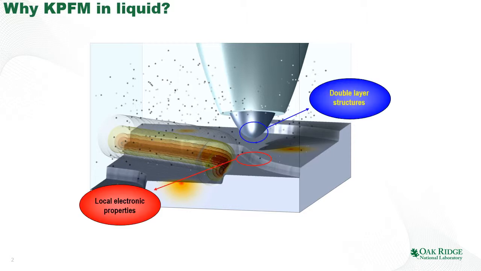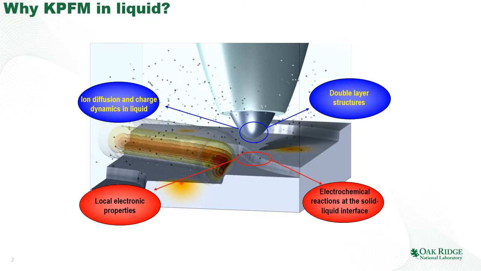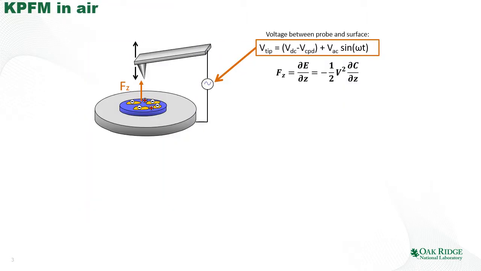Therefore, we are really interested in being able to use scanning probe microscopy to understand phenomena such as the structure of the double layers on the solid surfaces, the local electronic properties, ion diffusion and charge dynamics at the solid-liquid interfaces and in liquids, and electrochemical reactions in liquids and at the solid-liquid interfaces as well. So the question is, how are we going to do that? Can we take the classical Kelvin probe force microscopy and apply it in the liquid environment?